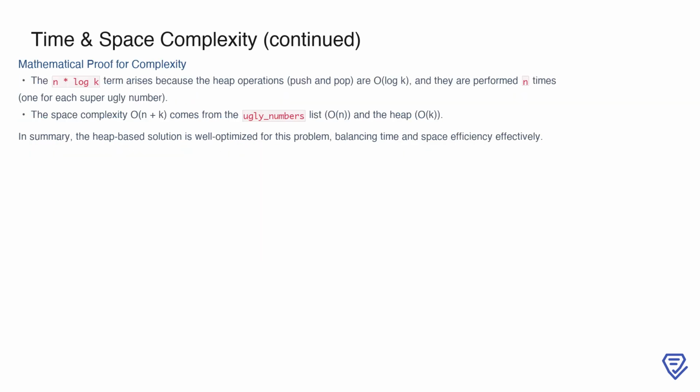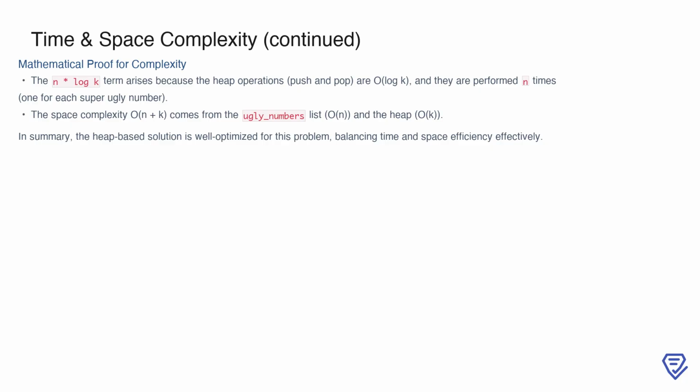The mathematical basis for the time and space complexity further reinforces the efficiency of this solution. The term n * log k arises because heap operations, which include both push and pop, are O(log k), and these are performed n times, once for each super ugly number.